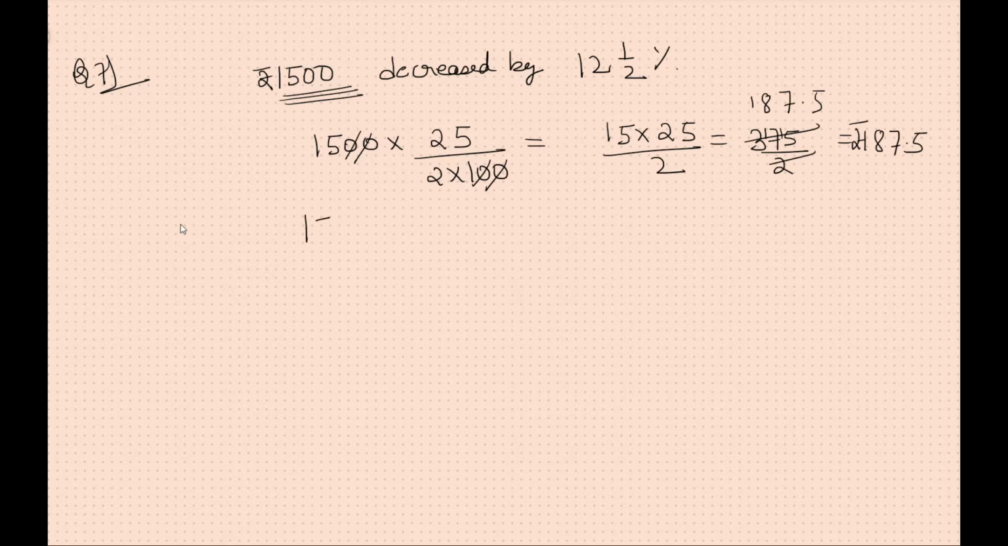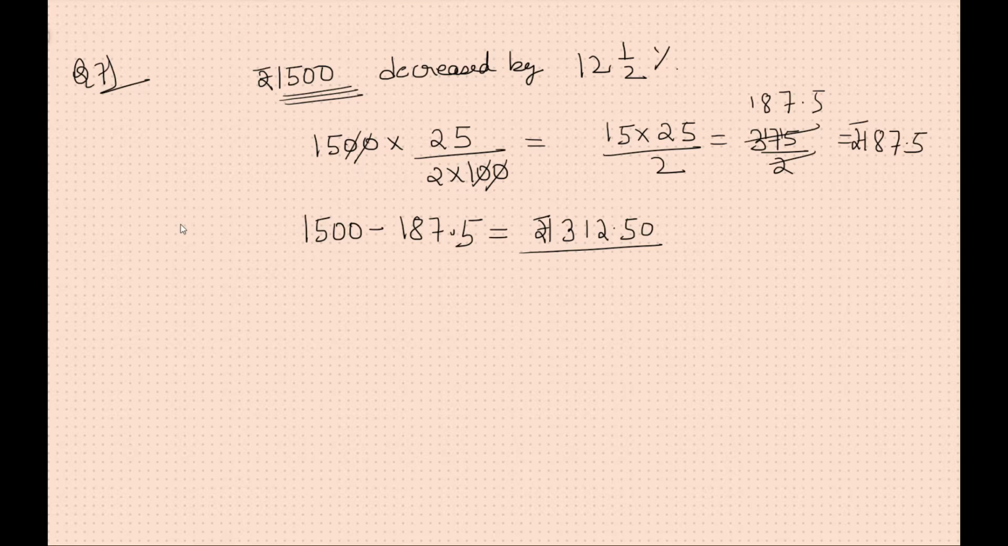So 1,500 minus 187.5 and you will get your answer. So on subtraction you will get 1,312 rupees 0.50 paisa. So this is the new value of the shirt.